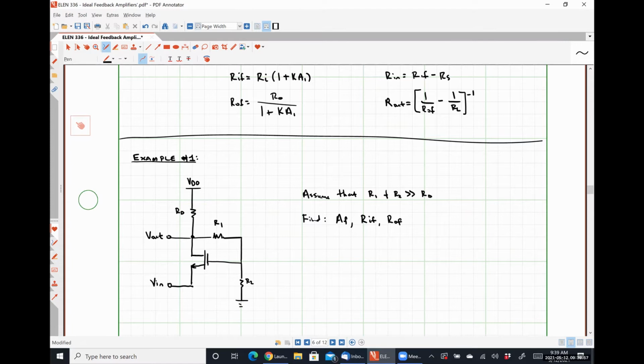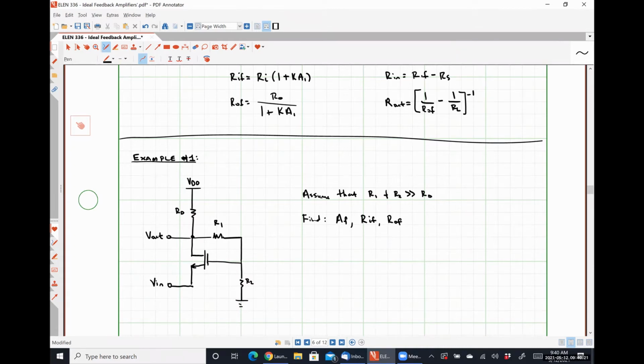It is going to be negative feedback because we will see that as our output voltage increases, the voltage at the gate increases, which is going to make our gate source voltage smaller. So if this guy goes up, the feedback makes it go down.